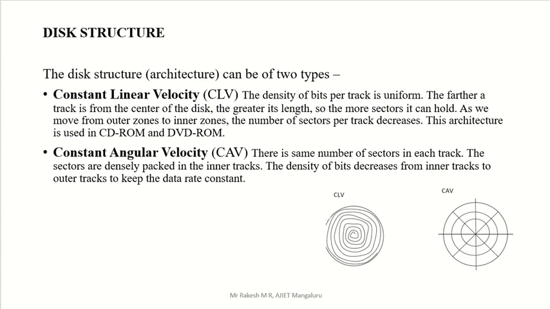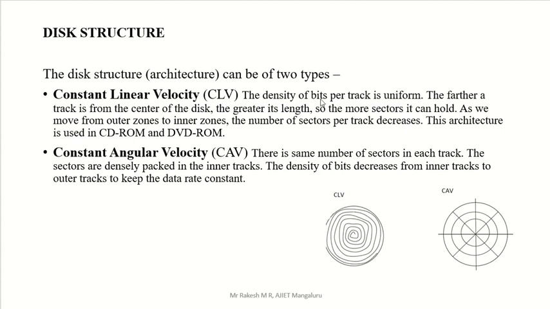One is CLV, another one is CAV. CLV means constant linear velocity, CAV means constant angular velocity. Sorry, not voltage, velocity. Now we will concentrate first upon constant linear velocity. Before going to that, just concentrate on this diagram. By using this I will explain these lines. So first we will see the first one.